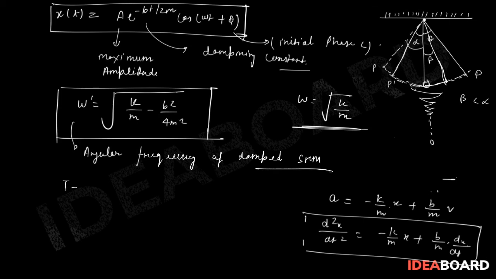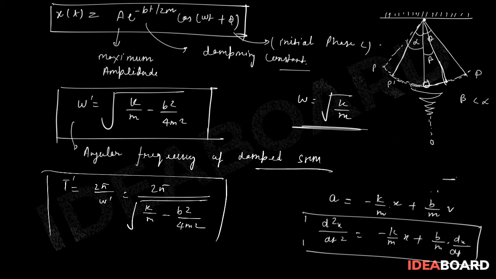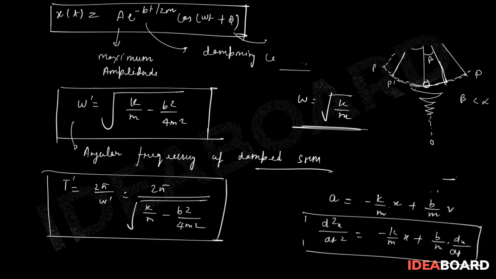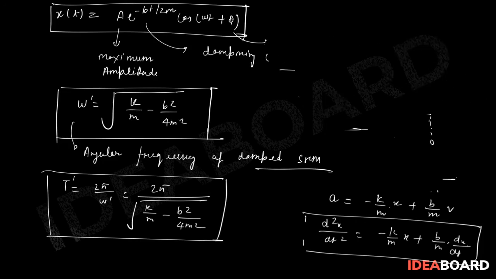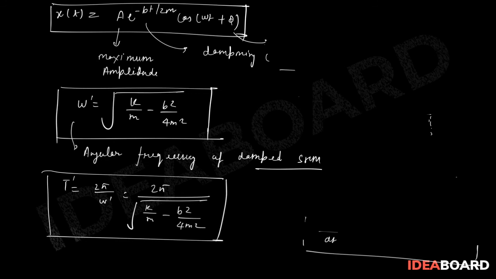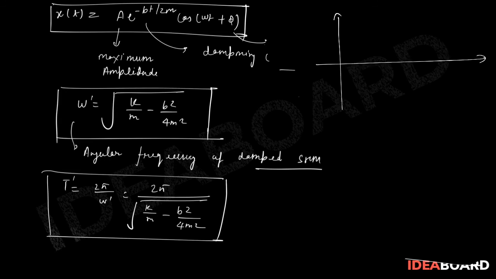Interestingly, the time period this time will be T dash is equal to 2 pi by omega dash, which is 2 pi upon the square root of k by m minus b square upon 4m square. So this is complicated this time. Now we can also draw the graph. The equation of our damped SHM will look like this.